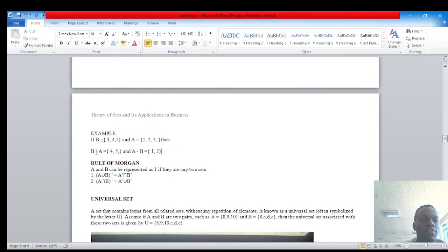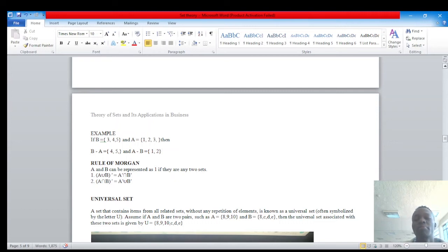So the difference is {4, 5}, and A difference B becomes what is in set A that is not in B. So A is equal to {1, 2, 3}. 3 is an element here, so it's {1, 2}. We get the difference. Okay, as simple as such.